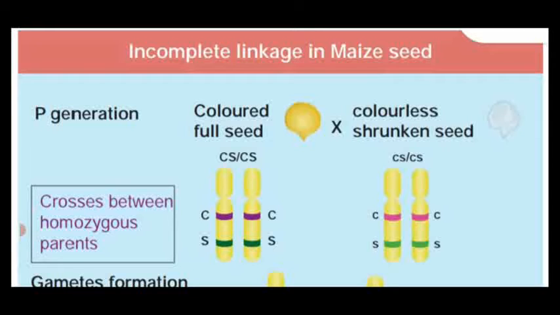That means full seed, it is properly complete. Okay. Then another one is colorless, that is white color, shrunken seed. Shrunken means shriveled. So these are the two characteristic features of maize taken as parental characters. Both the parents are homozygous. CS is the dominant one. Small cs is the recessive parent.